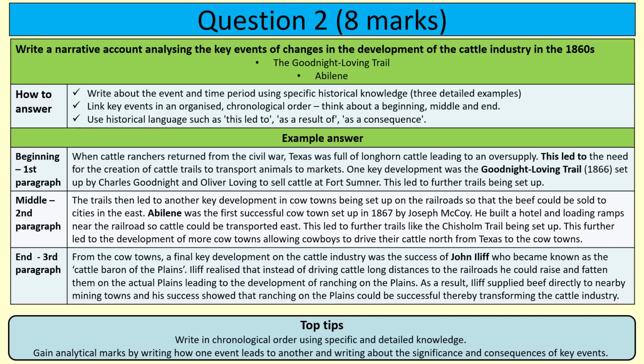From the cow towns, a final key development on the cattle industry with the success of John Iliff, who became known as the cattle baron of the plains. Iliff realized that instead of driving cattle long distances to the railroads, he could raise and fatten them on the actual plains, leading to the development of ranching on the plains. As a result, Iliff supplied beef directly to nearby mining towns, and his success showed that ranching on the plains could be successful, thereby transforming the cattle industry.